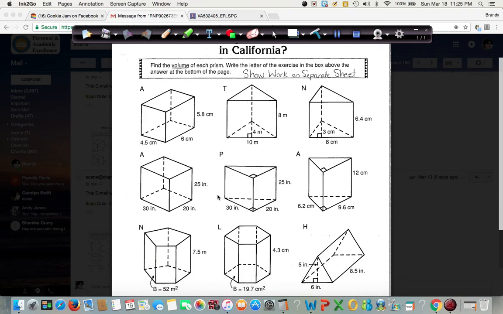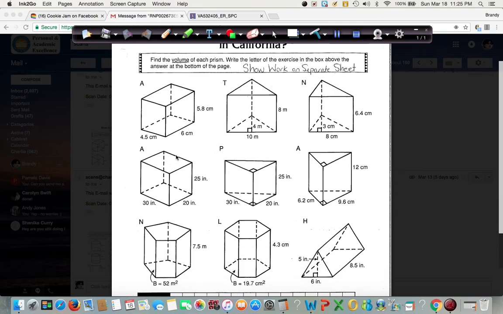Alright, so we have all different types of prisms. We have rectangular prisms, triangular prisms, and then a couple funky ones down here, and I'll show you how to do those. It's really not that hard. Remember, when we're finding volume, all we need to do is find the area of the base times the height. For rectangular prisms, this is pretty easy. For triangular prisms, we just need to make sure that we use the right numbers to find the area of the base versus the height of the whole prism. All right, let's get started.